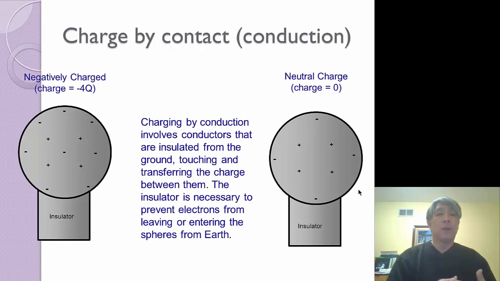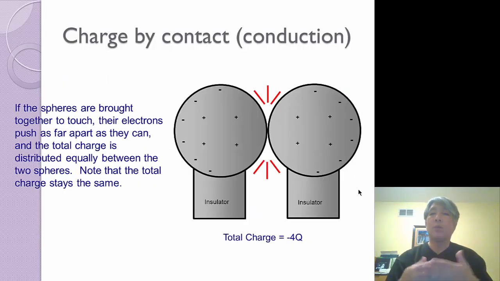For example, on the left object, the left sphere, I have a charge of minus 4q. It doesn't really matter what q is, it's just a constant of some sort or another. The right object is neutral. The net charge between both of these is minus 4q. As long as this is a closed system, that's never going to change. So charging by contact requires me to touch the two objects together. The two objects must touch.